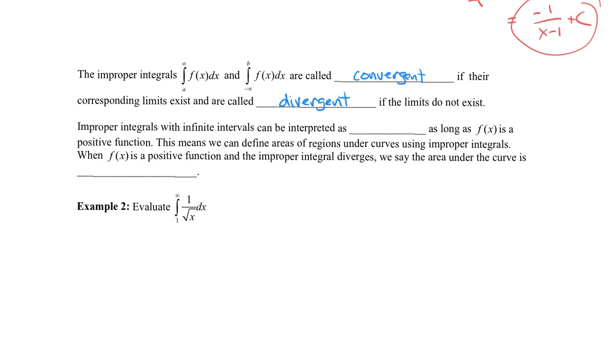Usually what that means is the area under the curve is infinite, right? There's some exceptions, but usually that's what it means. So convergent if the limit exists, meaning we get some number. Divergent if the limit doesn't exist, which means we get infinity, negative infinity, or just some limit that doesn't exist.